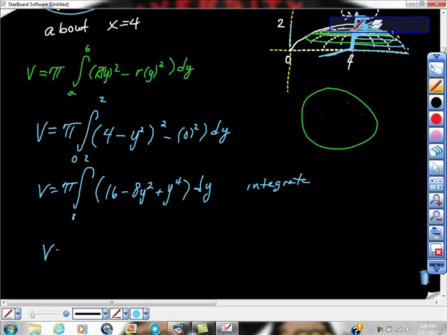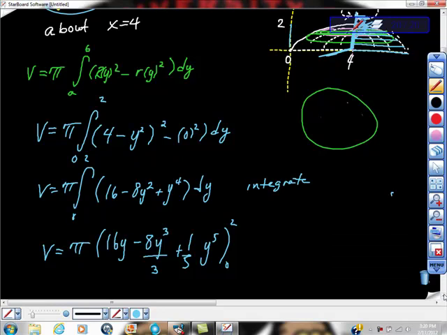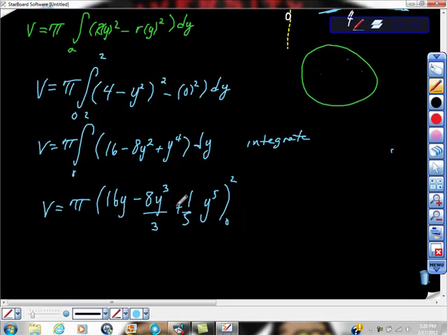So I say that volume is equal to pi. Well, the first integral of 16 is 16y. Remember, we're dealing in y's, right? Minus 8y cubed over 3 plus 1/5 y to the 5th as evaluated from 0 to 2. Hopefully that's making sense to you. From there, we can do something different, I hope. And from there, what I would probably do is start evaluating this.